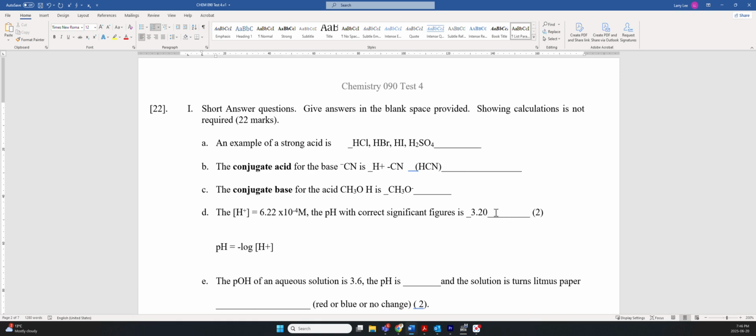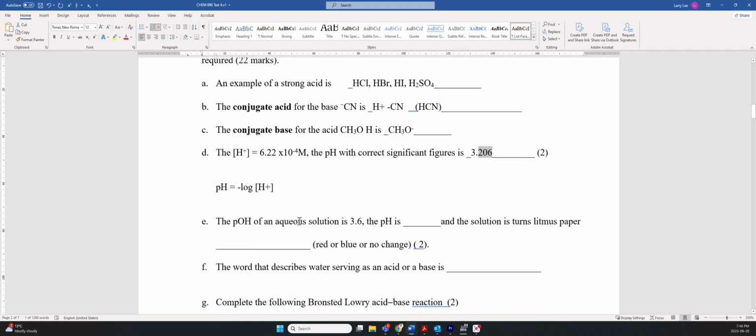3.206. It looks like this answer has 4 significant figures, but the 3 is a magnitude placement on the pH scale from 0 to 14. That means 10 to the minus 3 is 0.001, so this is going to give you that magnitude. Okay, and so these are the 3 sig figs that count for this.